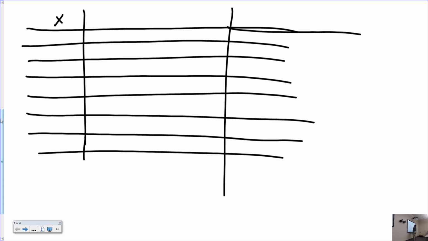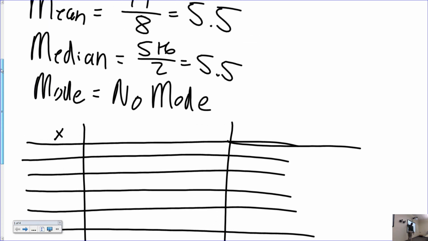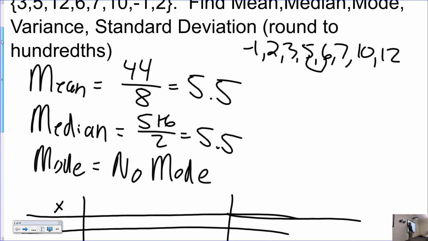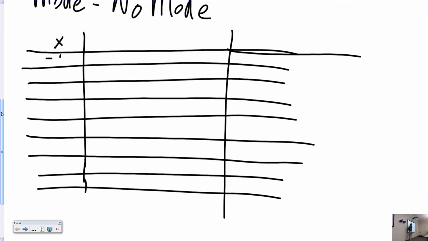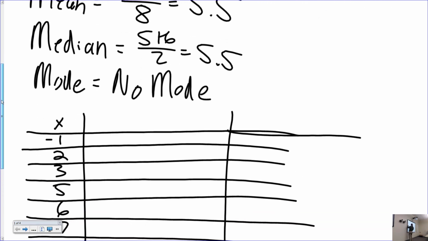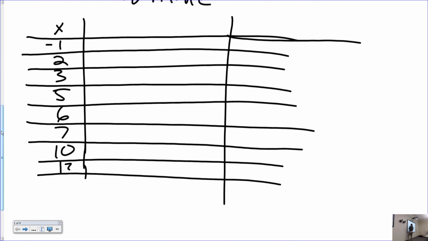Do I have enough yet? Yeah, it should be enough. Probably one more line. Okay. So, you don't have to put the numbers in order when you put them in the table, folks. It's not absolutely mandatory, but it really does make life easier if you do. Negative 1, 2, 3, 5, 6, 7, 10, 12.